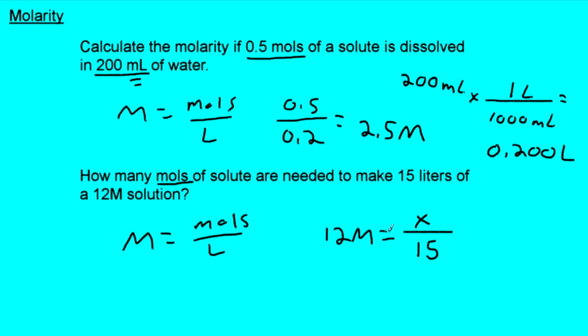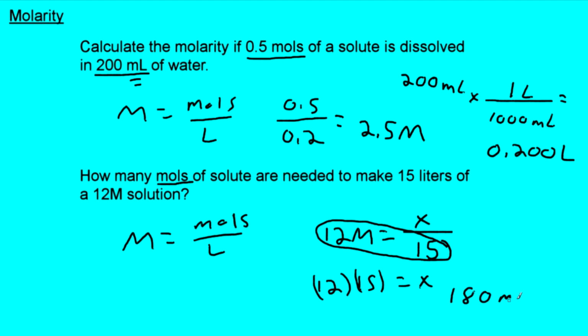So this is an equal sign again. So we're going to go crisscross math. Do it this way. So 12 times 15 equals X. This comes out to 180 moles. Question asked for moles. So there's our answer. So be aware that you may have to solve for any of these 3 variables, but you'd be given 2 of them, so it shouldn't be that hard.